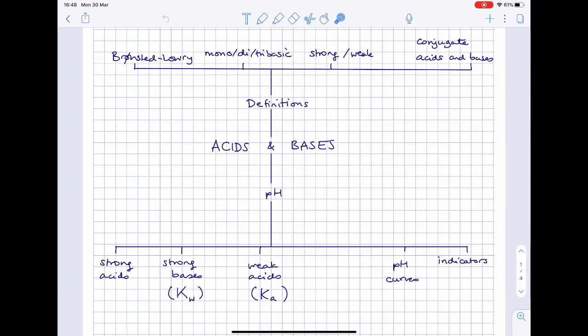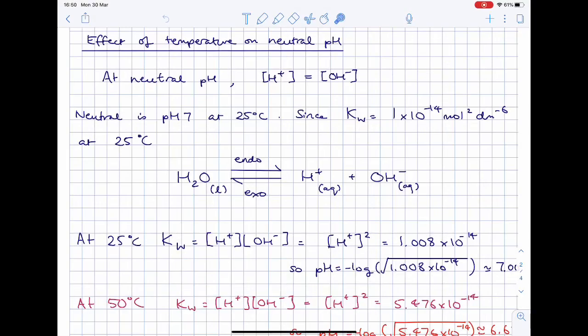This is a short video about the pH values of neutral solutions and relates to Kw, which is the ionic product of water. We're going to look at it now. The definition of a neutral solution is where the concentration of H+ ions in the solution equals the concentration of the hydroxide ions in the solution.